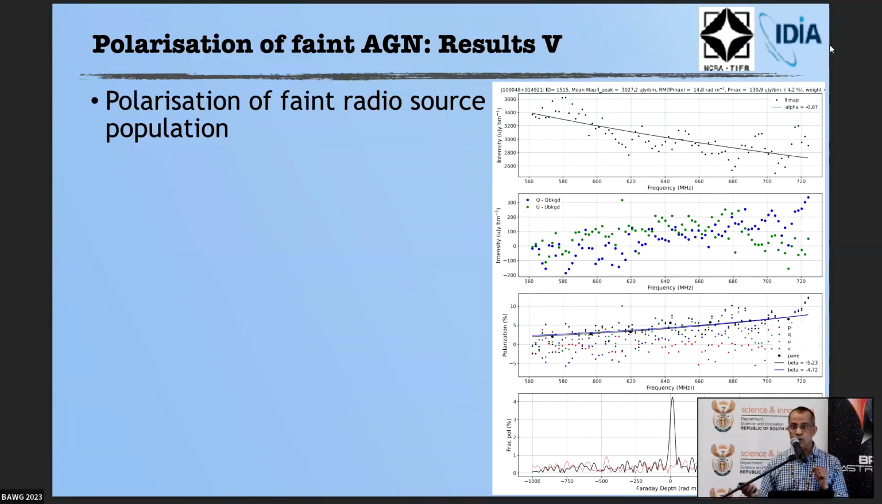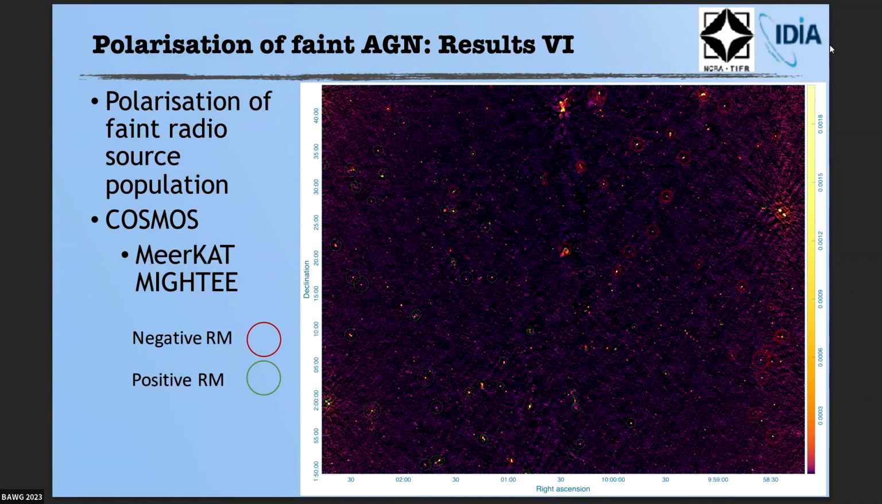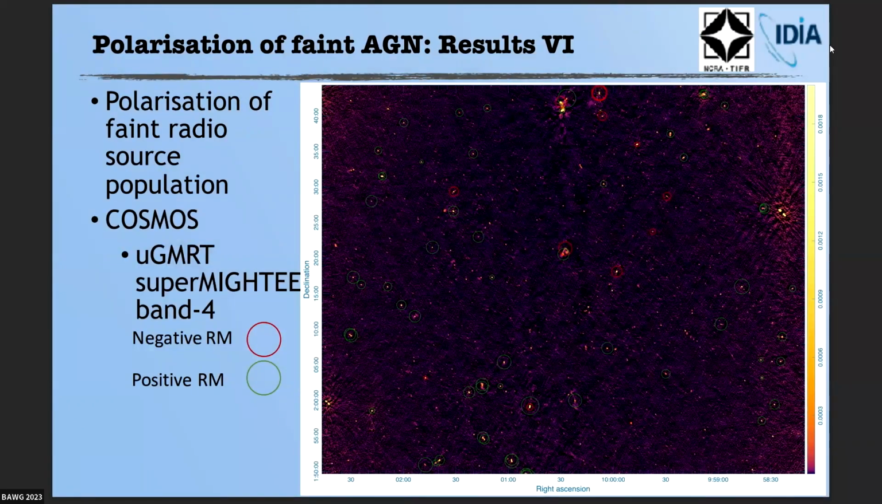Now I can do this whole thing for the large field of view. Sorry, I had switched off this thing largely to show what I want to feature. In this, you can see there are red circles and green circles, telling us that there are a variety of sources with negative RM and positive RM, and the size of the circle tells me the strength of the rotation measure. You can do this for the MeerKAT MIGHTEE data. The same recipe, if I apply to the superMIGHTEE band 4 data, we have similar results for a variety of sources in the same space. So we are almost there.